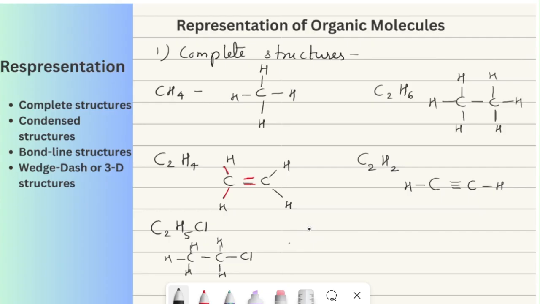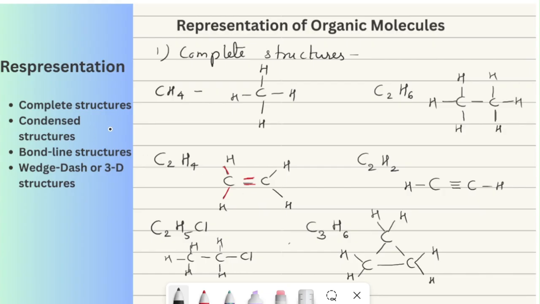We can even have a cyclic molecule. What does that mean? Say, if there is a molecule with the molecular formula C3H6, there are 3 carbons like this, and we have 6 hydrogens, right? On each carbon, you have to write 2 hydrogens to satisfy the valency of carbon. This is how we write the complete structures.